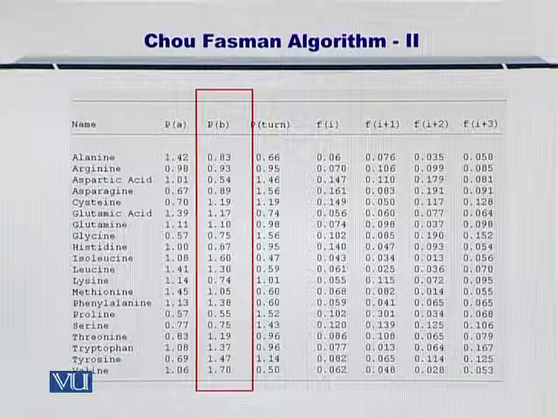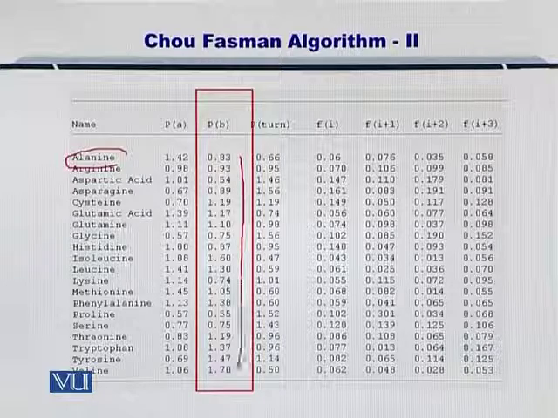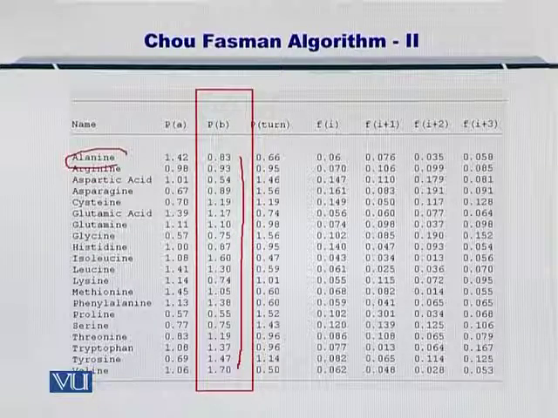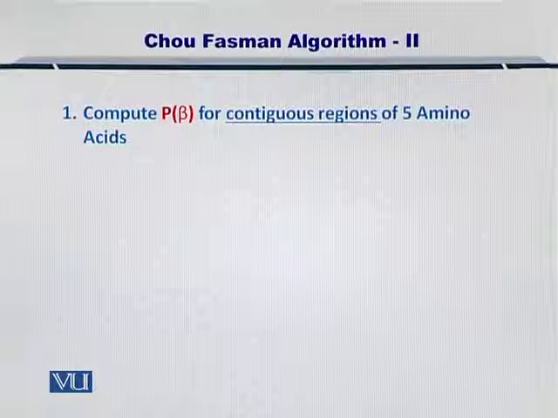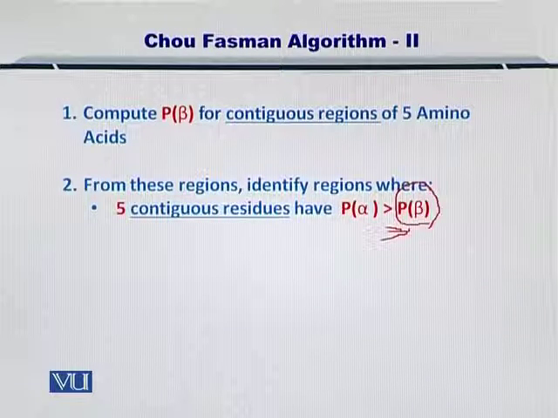So what you can do is, you can select an amino acid and then compute the overall propensity for several amino acids. Towards that, you can compute the propensity for 5 amino acids. These 5 amino acids should be contiguous, that is, they should be together in the amino acid sequence. Next, from these regions, you need to identify the regions where 5 contiguous residues have the propensity for alpha helices to be greater than the propensity for beta sheets.